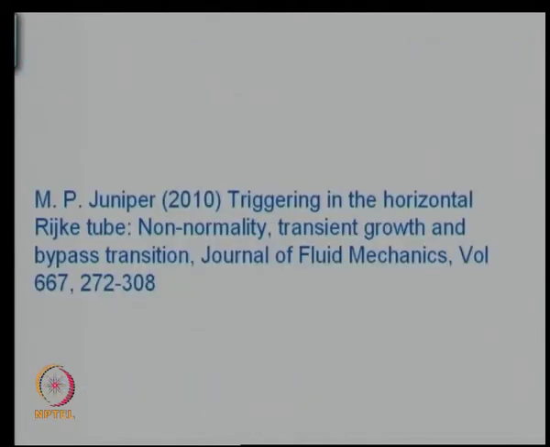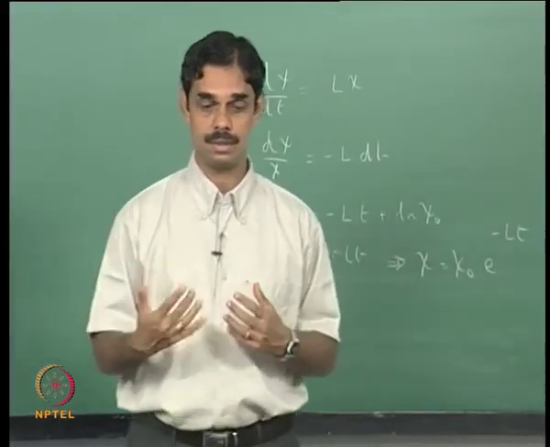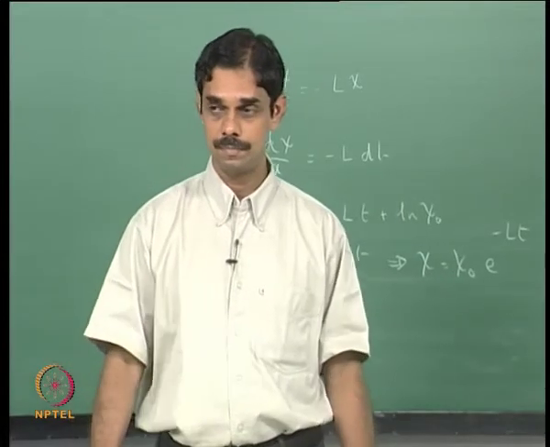So you can read about this in this article in the Journal of Fluid Mechanics by Matthew Juniper, on triggering in a horizontal Rijke tube: non-normality, transient growth and bypass transition. A very nice paper, and they have used calculations using our Rijke tube model with the Heckl correlation and so on, and use the same solution and try to look at the nonlinear dynamics.